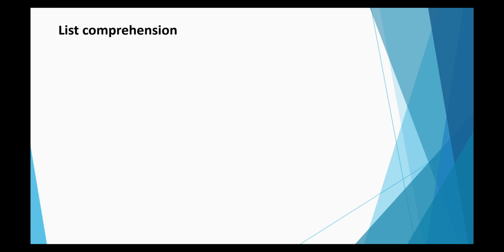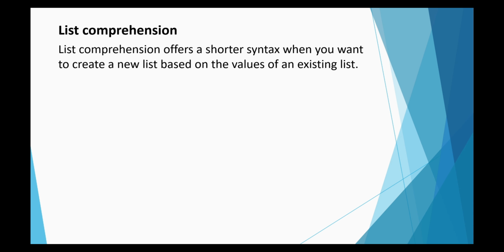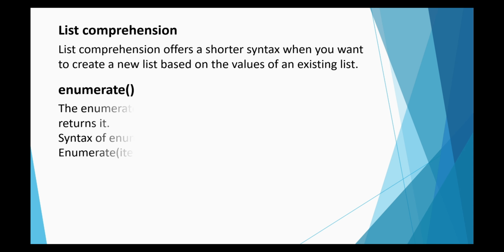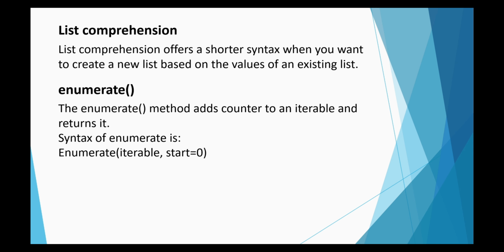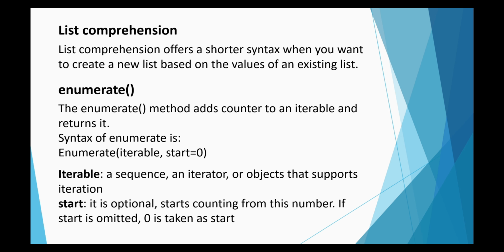List comprehension basically offers the shortest syntax when you want to create a new list based on the values of an existing list. The enumerate method adds a counter to an iterable and returns it. It takes two values, an iterable and start. Iterable is an object that supports iteration, and start defines from where to start counting. If start is omitted, it is by default taken as 0.